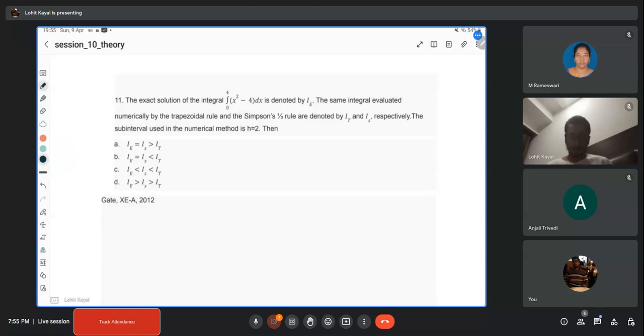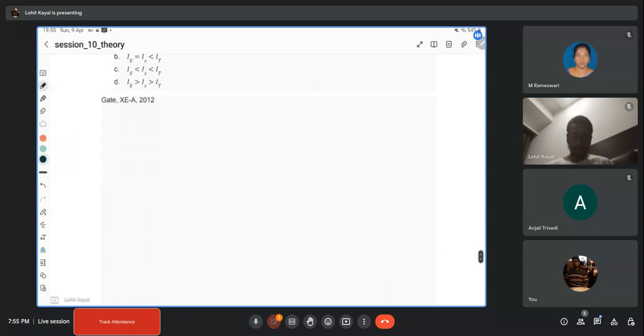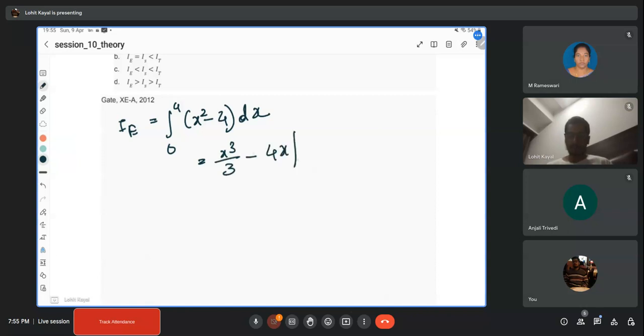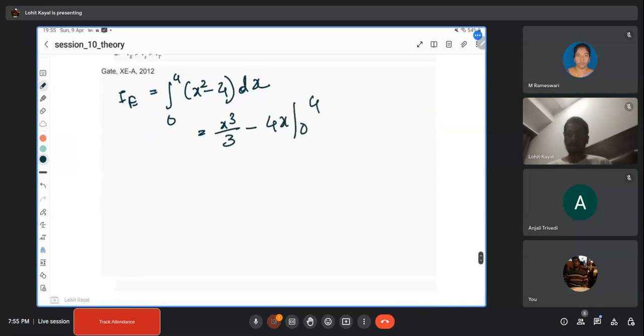So first we need to find what is IE, the exact solution. I is equal to the integral from 0 to 4 of x square minus 4 dx. So it will be x cubed by 3 minus 4x from 0 to 4. So it will be 64 by 3 minus 16, which is equal to 16 over 3.